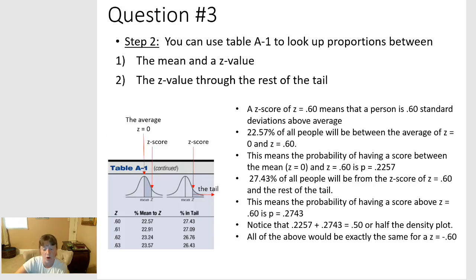So anything that's true for the positive z-score is also true for the negative z-score, right? And so the percent in tail tells me the same thing, except just as this told me for a positive z-score of 0.6, 27.43% of the people would be above 0.6, this would tell me that 27.43% of the people would be below a z-score of negative 0.6. And so there are no negative scores on the z-table, because whatever is true for the positive z-score is also going to be true for the negative z-score, except in the opposite direction. It's just going to flip it and be looking in the negative direction.